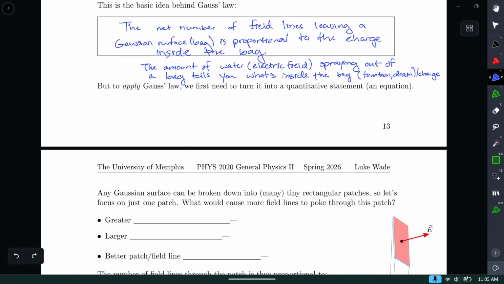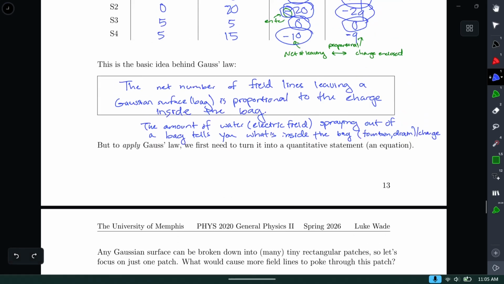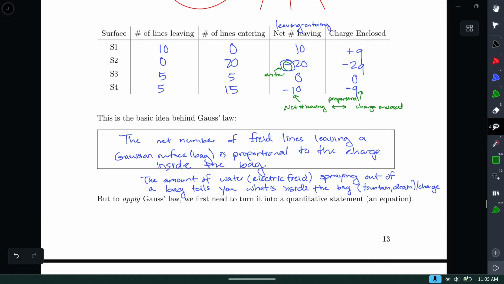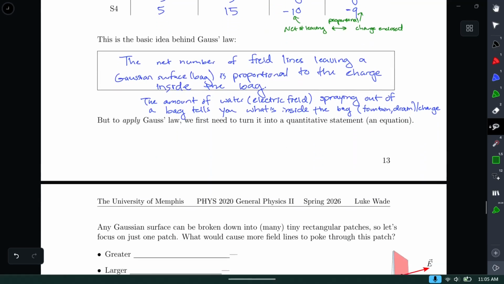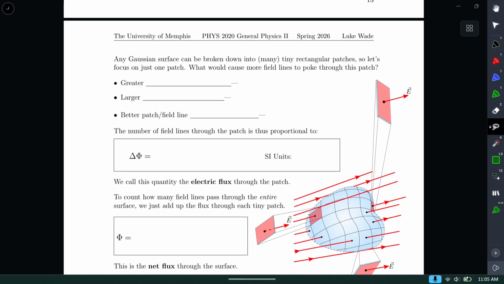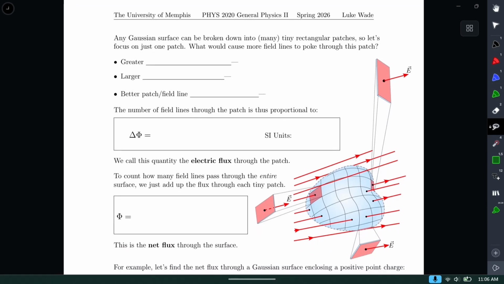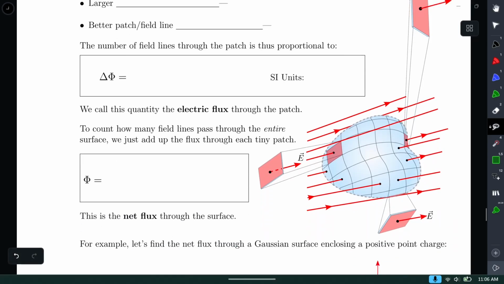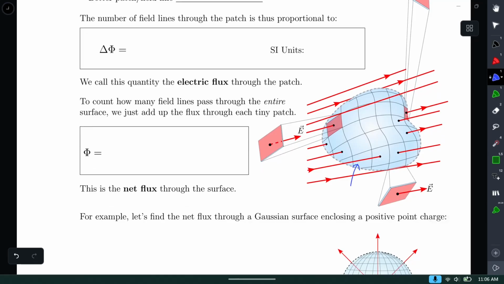Now, how it does it for us, that's the not so fun part, because we have to turn this statement in the box into something we can compute with. These counting bits up here give us the rough idea, but we need something very concrete to actually calculate how strong electric fields are or how much charge is present. And so that's our next job, to turn that boxed statement into an equation. So the first task is coming up with a mathematical way to count how many field lines poke into or out of a surface. And if we look at a surface like this, so this is our Gaussian surface.